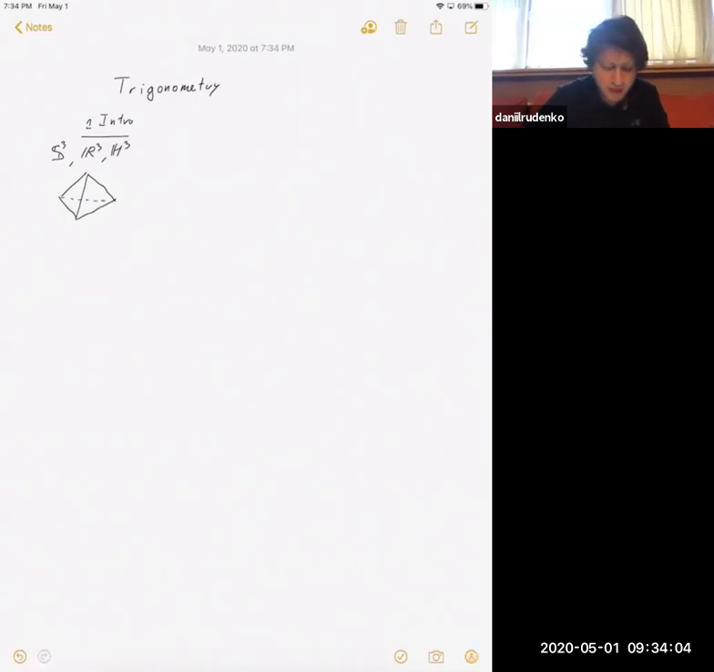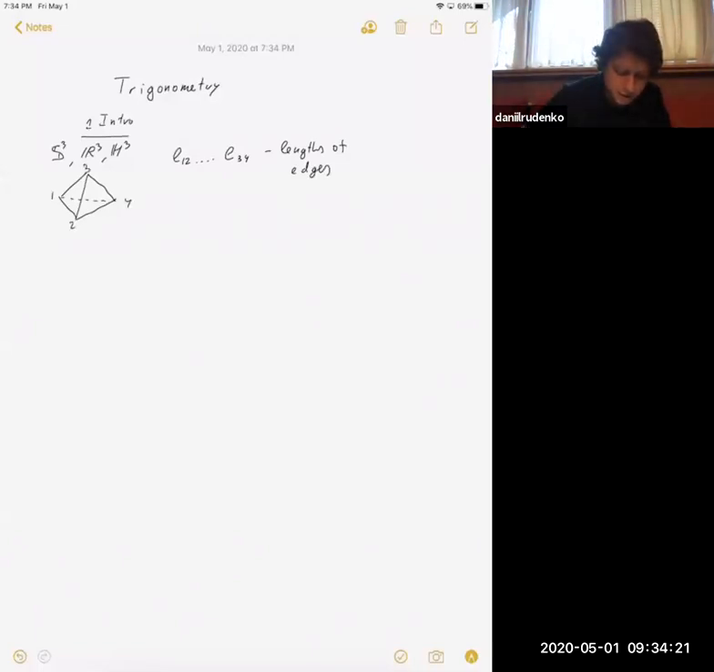Such a tetrahedron has 12 interesting parameters for me. L12 up to L34 are lengths of edges, and the indices correspond to the edge. And alpha 12 up to alpha 34 are dihedral angles, so angles between planes. Basically the main question is how these numbers are related.